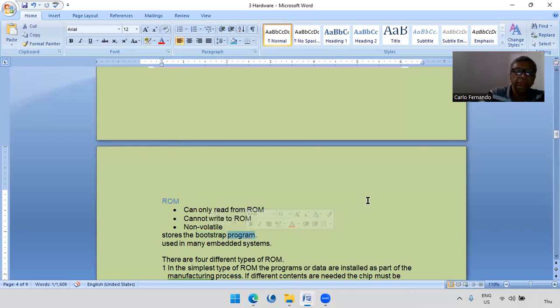Bootstrap program, that is in the ROM. It's non-volatile, so it won't get erased. You can't write into it. No one can change it. And the manufacturer has put this program there to start the computer or boot the computer. Starting the computer and booting the computer, I have told you.